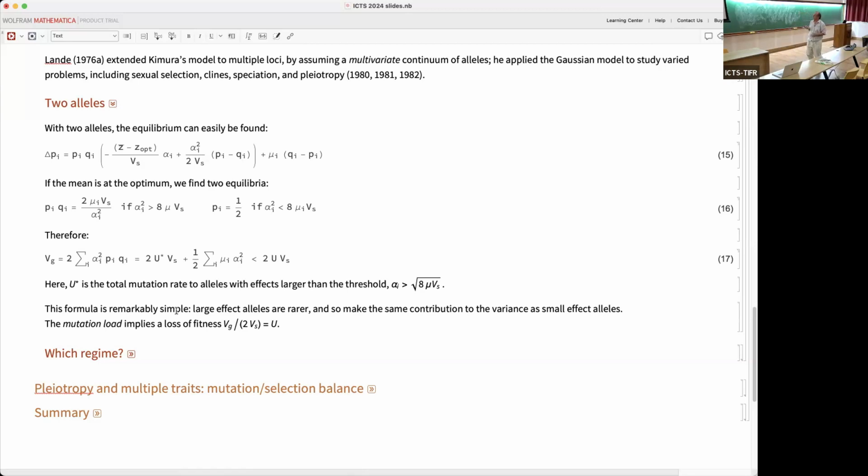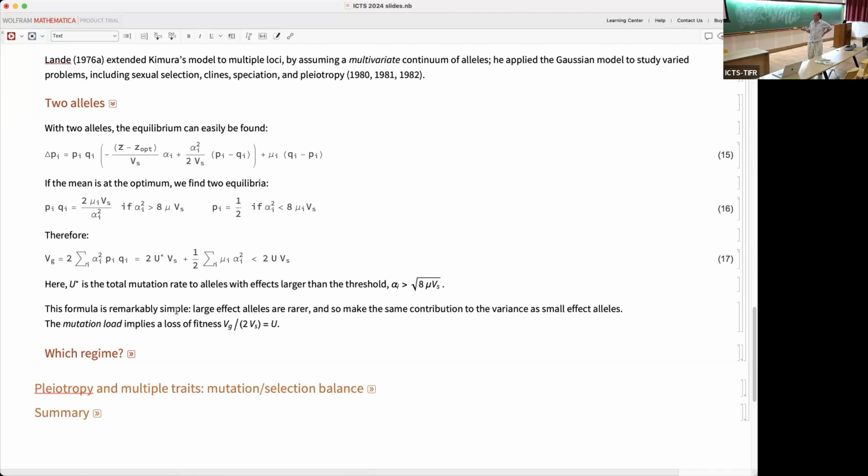Okay. So with classic mutation selection balance, the loss of fitness due to mutation at a single locus in a diploid is just 2 mu, as long as there's some degree of selection on the heterozygote. And the loss of fitness we know in total is just Vg over 2Vs. That's our genetic load due to variation around the optimum.